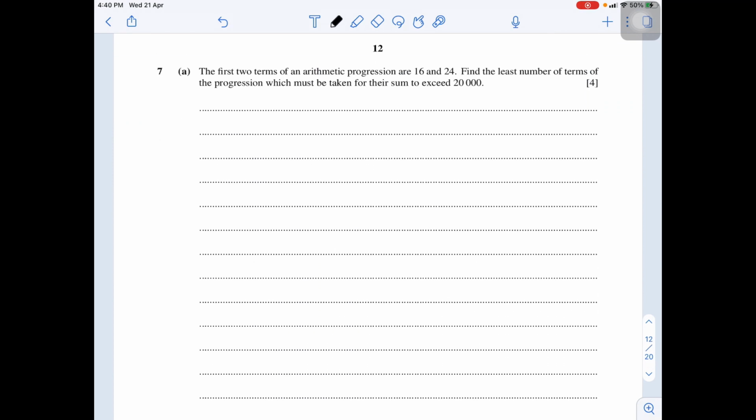Let's try the next question, number 7. The first two terms of an arithmetic progression are 16 and 24.